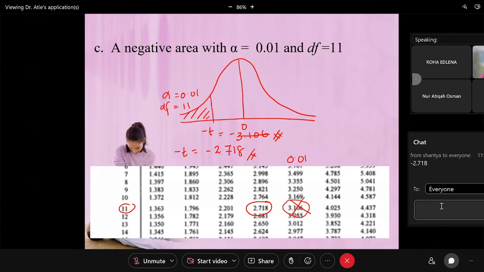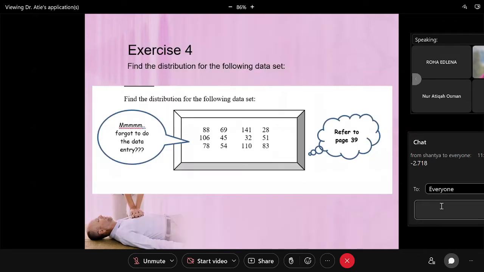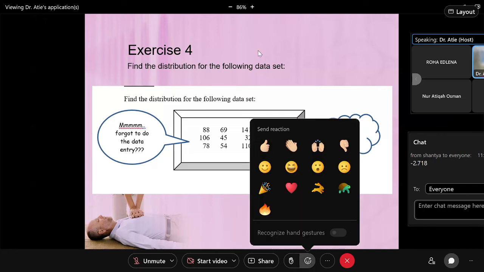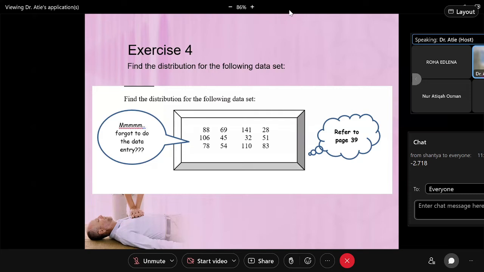Okay, once you finish that one, I just want you to make sure you have your calculator in front of you. Right, so as I said, we are going to do this question manually. Right, so is it page 39?